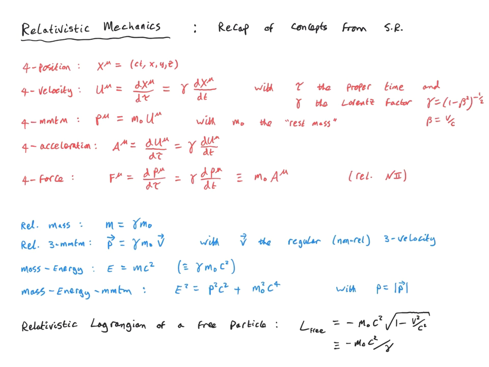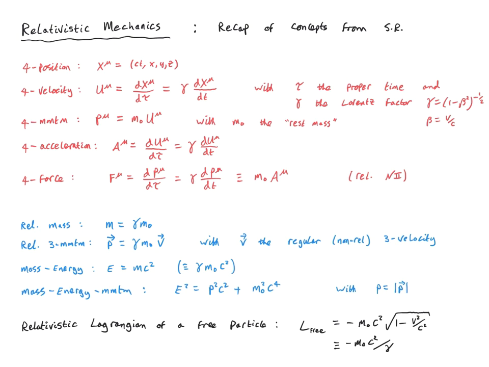Finally, we can define a force, which is the rate of change of momentum as per Newton's second law. But here, of course, we're taking the proper time derivative of the momentum to obtain the force. We can obtain a relativistic version of Newton's second law by noticing that the force is related to the acceleration simply by multiplying the latter by the rest mass m0.